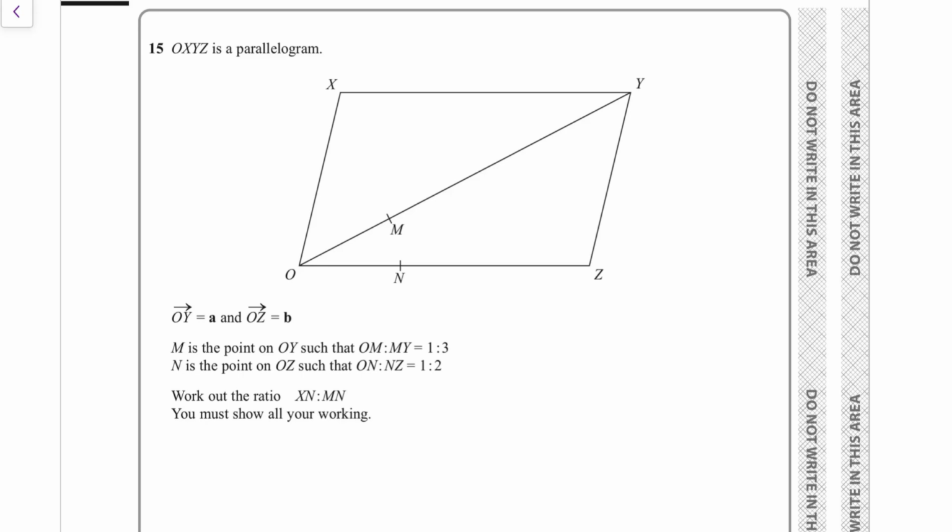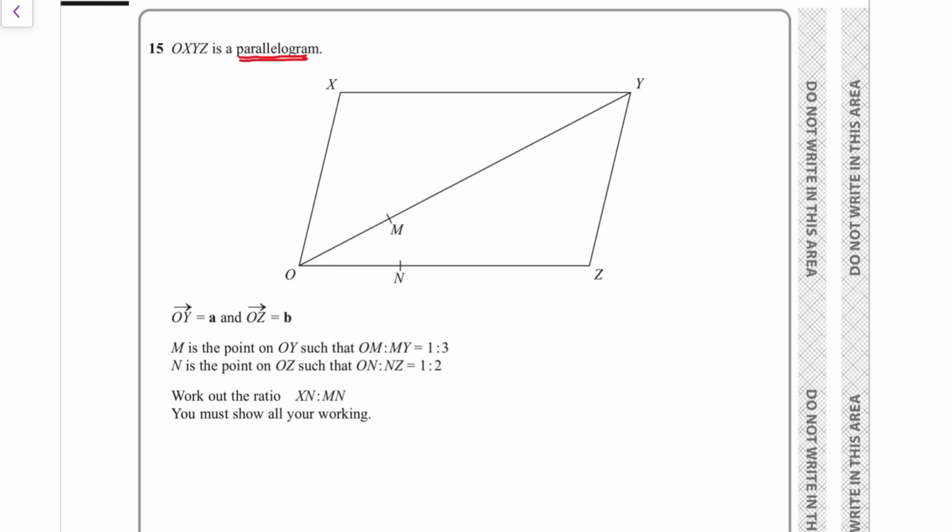So the first question, I'm going to do all these not too quickly, but I'm going to sort of shoot through all of them, but I will try and explain as I go, which is obviously the point of the video. So this first one, OXYZ is a parallelogram. That's important because that means that I know that this is equal to this, and I know that this is equal to this in vector terms, and that gives me a lot of information straight away.